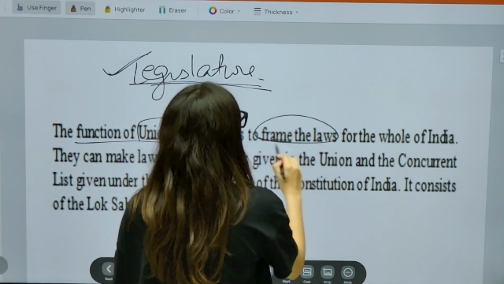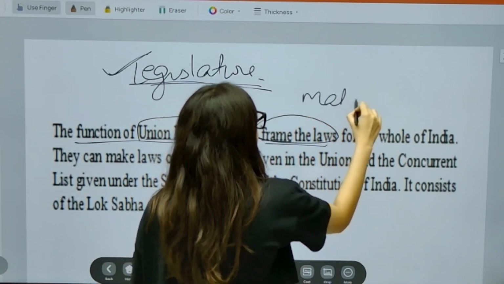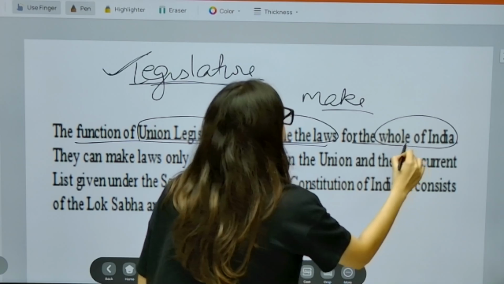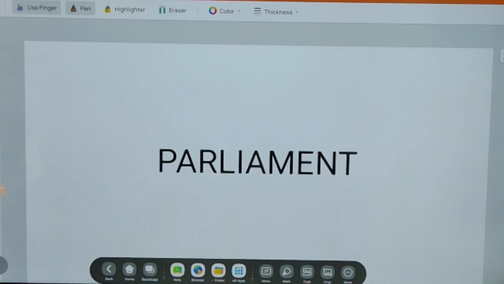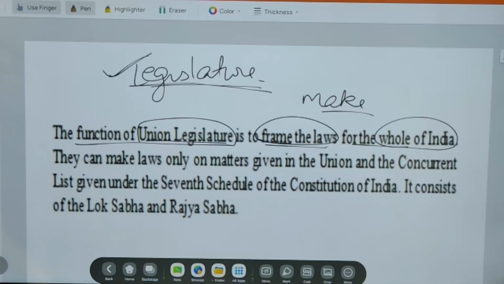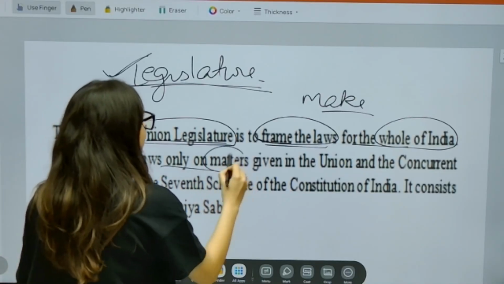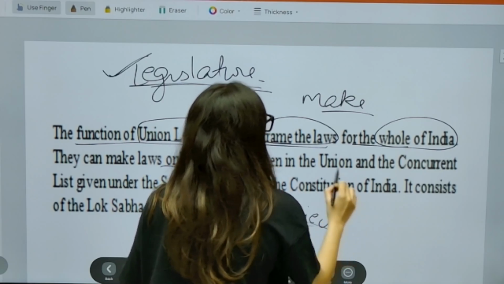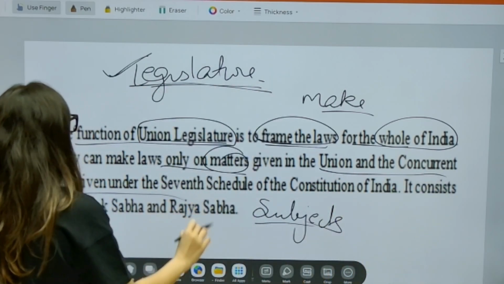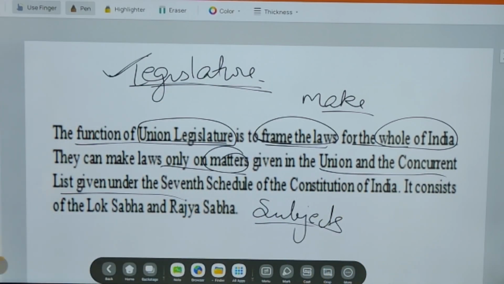To frame the laws, to make the laws for whole of India. And for the whole of India, who does it? Parliament does it. So they can make laws on the matters. Matters here means subjects. On the subjects given in Union and the concurrent list under the 7th schedule of the Constitution.